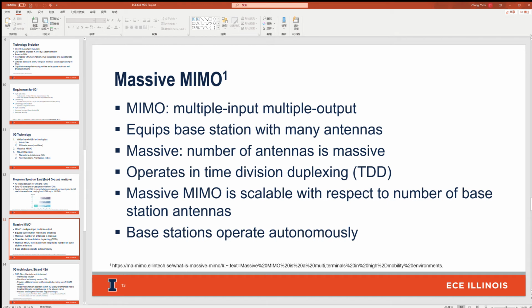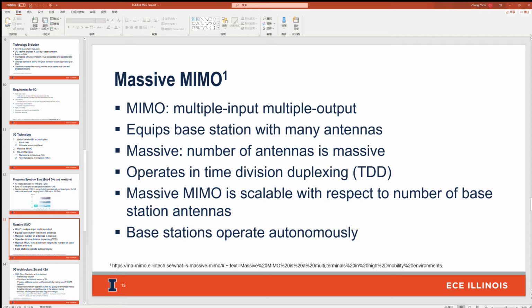So next will be massive MIMO. Massive MIMO is a multi-user, multiple input, multiple output technology that can provide uniformly good service to wireless terminals in high mobility environments. The key concept is to equip base stations with arrays of many antennas, which are used to serve many terminals simultaneously in the same time-frequency resource. The word massive refers to the number of antennas and not the physical size.